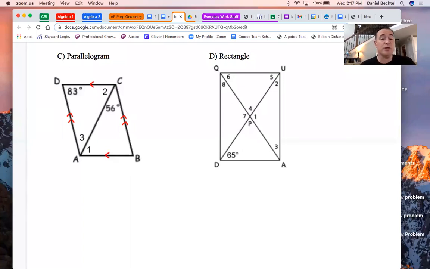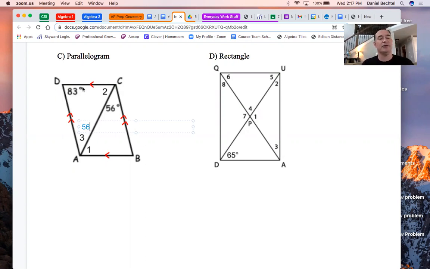Lines are parallel. So really what you're looking at is how many angles we can find based upon what we're looking at here. We have two parallel sides. This angle is 56. The alternate interior angle to that will be 3. So this angle 3 right here is also going to be 56 because those are alternate interior angles. Now I see angle 1 and angle 2 also alternate interior angles, but I don't know either of them yet.